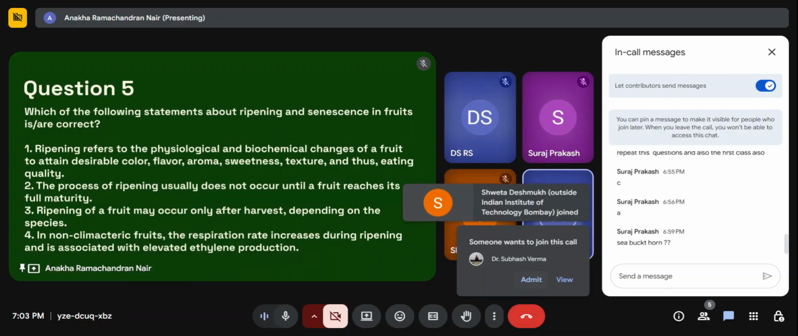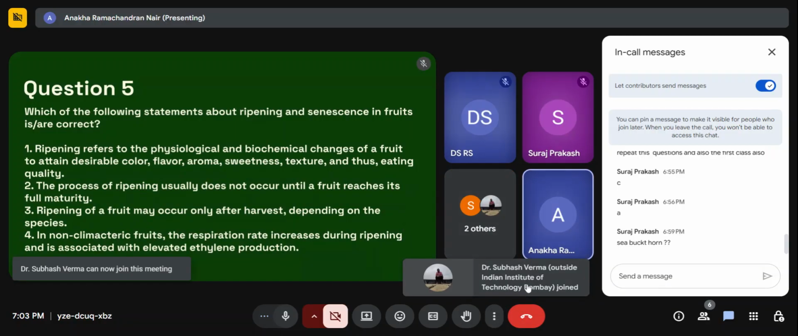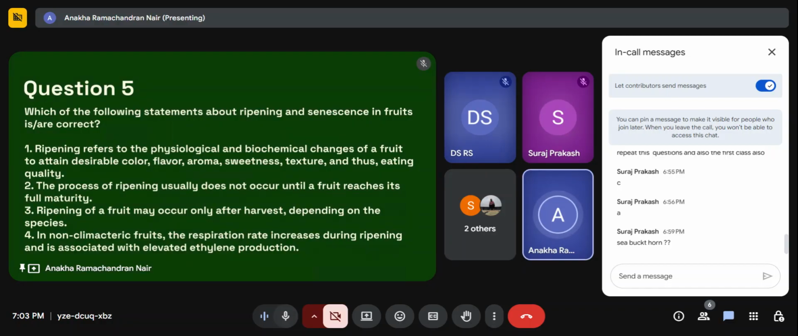Option 2 is the process of ripening usually does not occur until a fruit has reached its full maturity. Option 3 is ripening of a fruit may occur only after harvest, depending on the species. And option 4 is in non-climatic fruits, the respiratory rate increases during ripening and is associated with elevated ethylene production. So from these four options, you have to choose which is or are correct about ripening and senescence in fruits. Again, there might be multiple correct answers or just one. Do you guys want to try guessing?